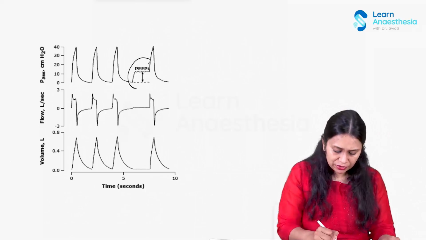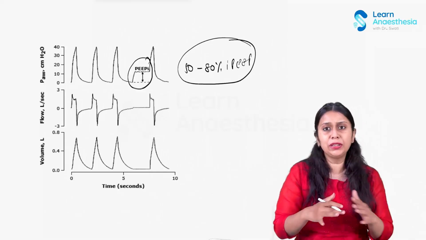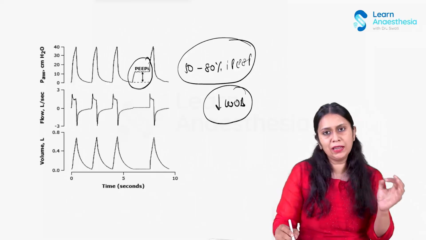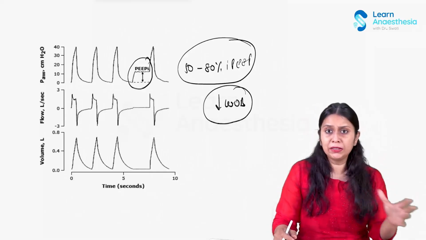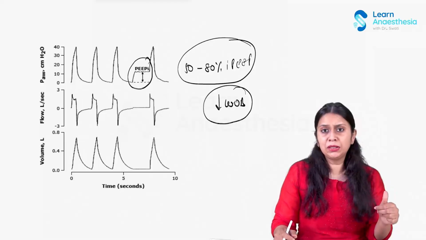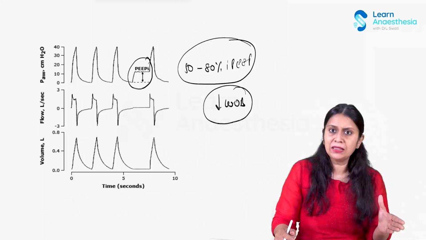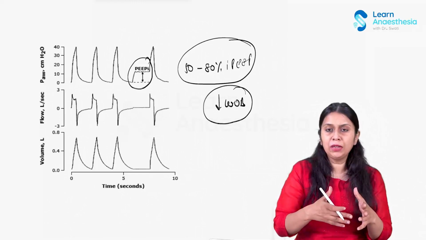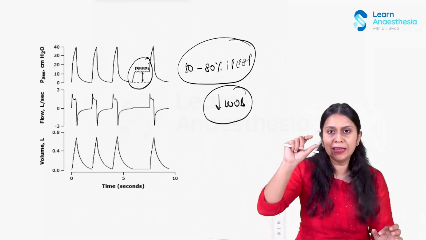So we calculate the intrinsic PEEP, and 50 to 80% of the intrinsic PEEP is what we use in setting the extrinsic PEEP, to decrease the work of breathing. And how do we calculate it? I have already told you, there is the expiratory hold maneuver provided in the ventilator. We press that button for, let's say, a minute, and we get an airway pressure. We subtract the applied PEEP of the ventilator from that pressure, and we get the intrinsic PEEP.